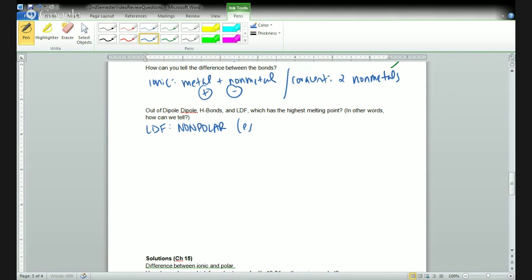So an example of that would be like carbon dioxide here. Carbon dioxide molecules are going to be held together by London dispersion forces. So when you have a chunk of dry ice, it's those London dispersion forces that are going to be holding them together. And these are the weakest.